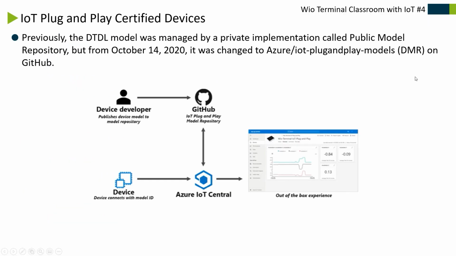Previously, the DTDL model was managed by a private implementation called Public Model Repository, but from October 14th of 2020, it was changed to Azure IoT Plug and Play models on GitHub. So if you look at this diagram, once the device developer publishes the device model to the model repository on GitHub, and the device tries to connect to IoT Central with the model ID, Azure IoT Central will grab the device model and display it on the Azure IoT dashboard.